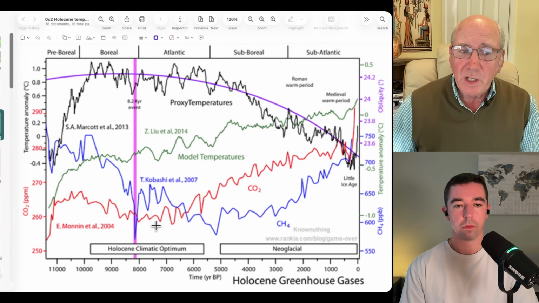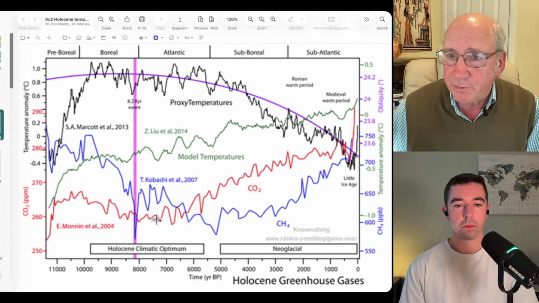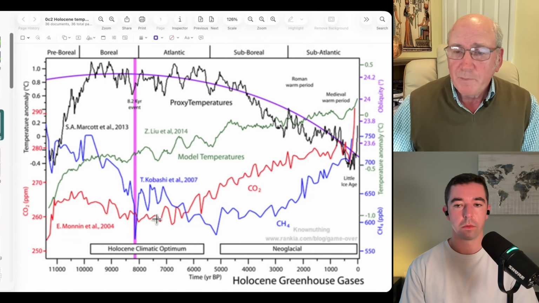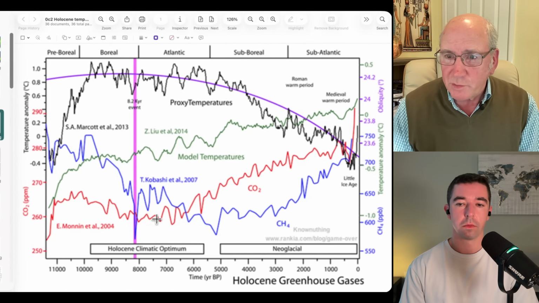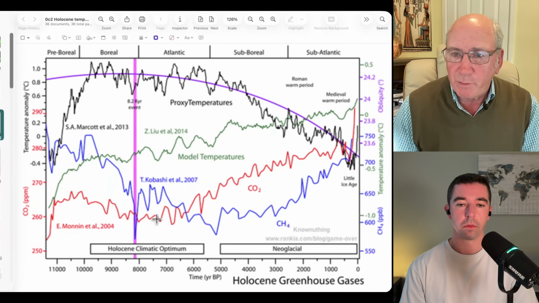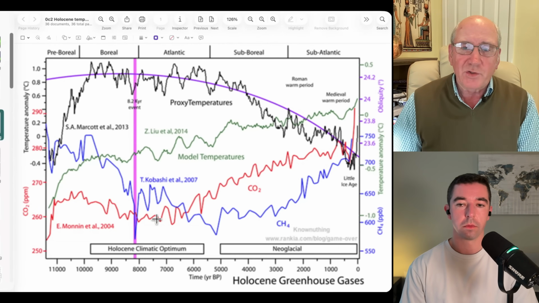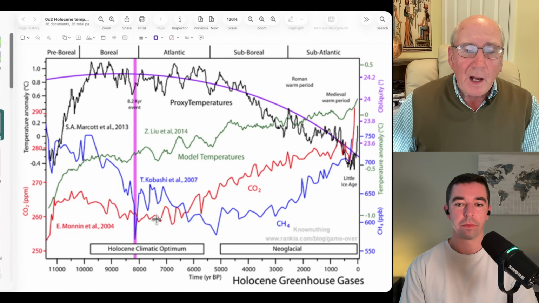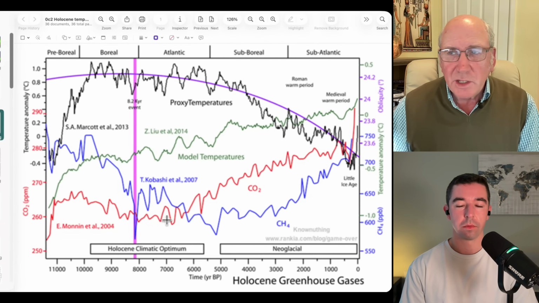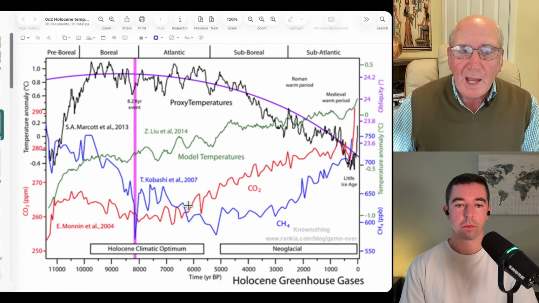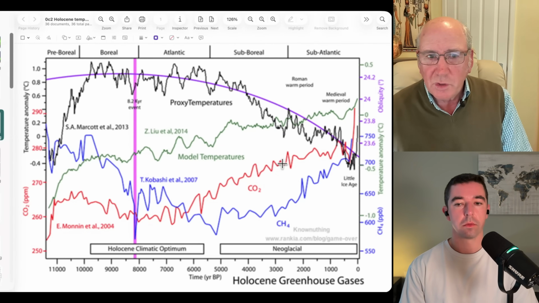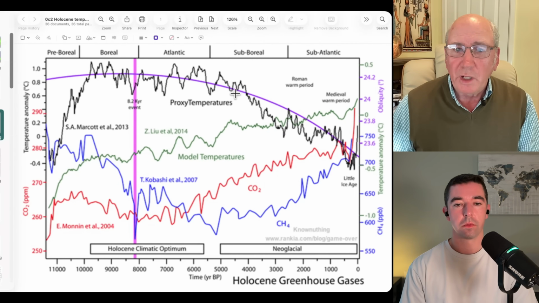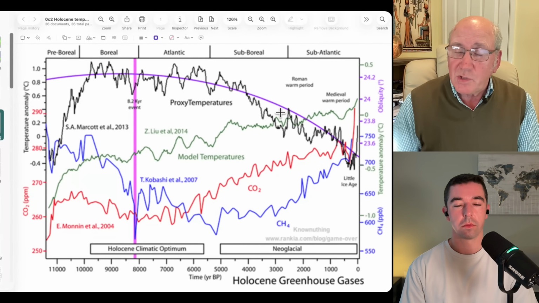This changed the alkalinity of the oceans. Forget this acidic oceans business. Oceans can never be acidic. Again, that's a scare story that they like to tell. Oceans are alkaline. But there was a reduction in the alkalinity of the oceans, and this allowed more CO2 to come out of the oceans despite cooling, because normally when you get cooling, CO2 is locked away in the oceans.